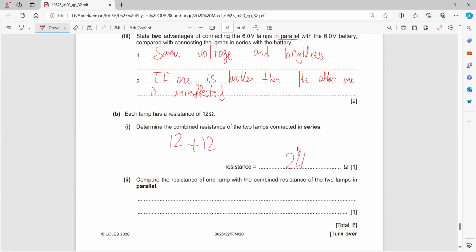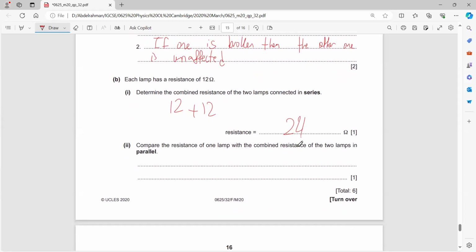Compare the resistance of one lamp with the combined resistance of the two lamps in parallel. The one in parallel will be less. Parallel would be less, so if it is on its own, then it would have a higher resistance. One lamp has a higher resistance than a parallel connection.